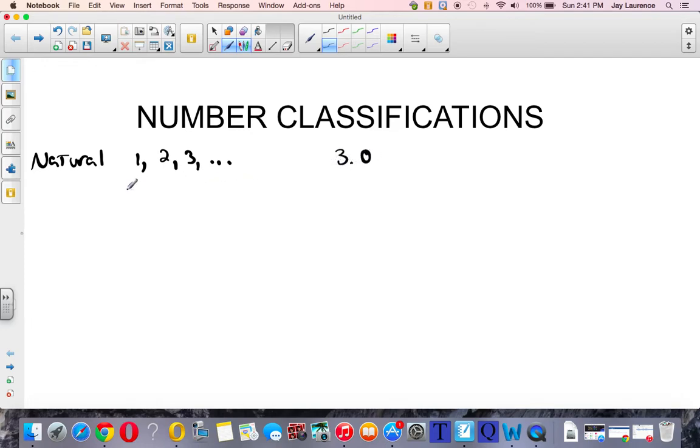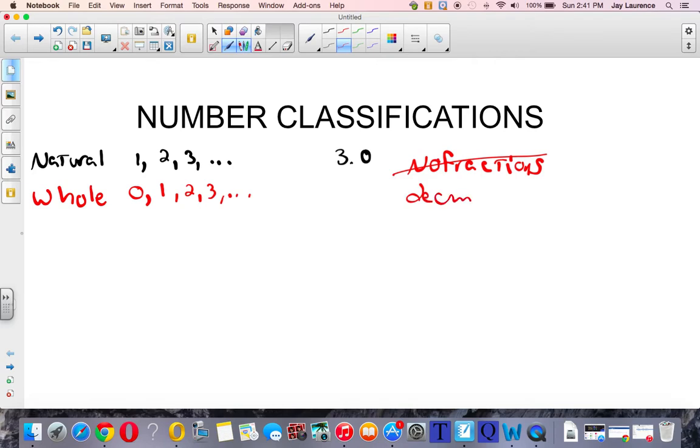Okay, then when you got a little bit older, you learned about some slightly different numbers, and you had 0, and then 1, 2, 3, etc. What you were counting with there was the whole numbers. The whole numbers are just like the natural numbers, except they have 0. There's no fractions, no decimals.